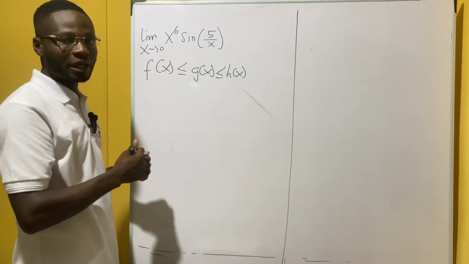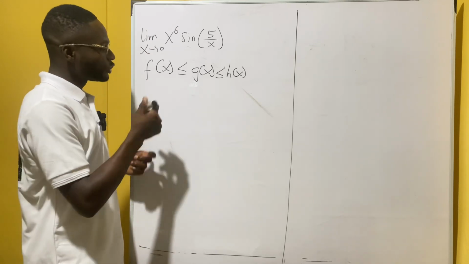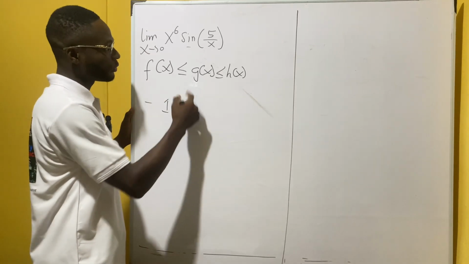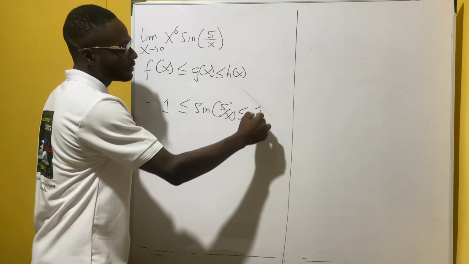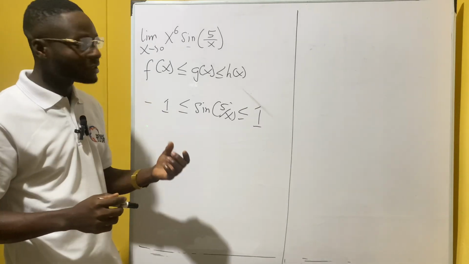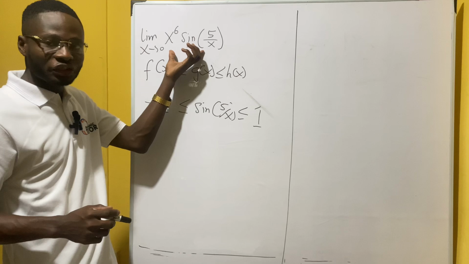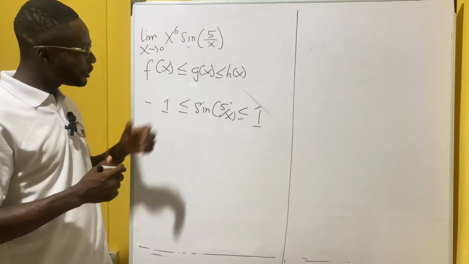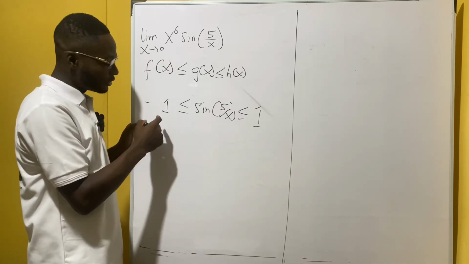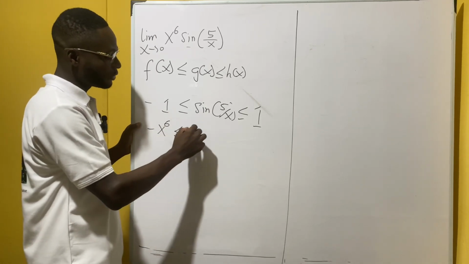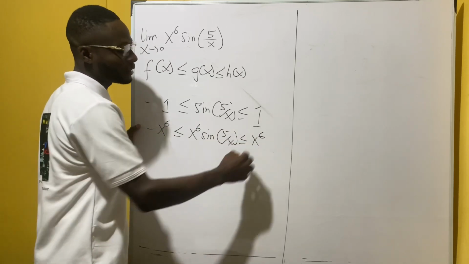So right here, let's look at how we can do this. We know that, of course, sine oscillates between -1 and +1, so we set up -1 less than or equal to sine of 5/x, less than or equal to +1. What we have to do is manipulate this so that the middle term has the same form as the function provided here. So we first multiply through by x^6. We have x^6 times -1, which is negative x^6, less than or equal to x^6 sine of 5/x, less than or equal to x^6.